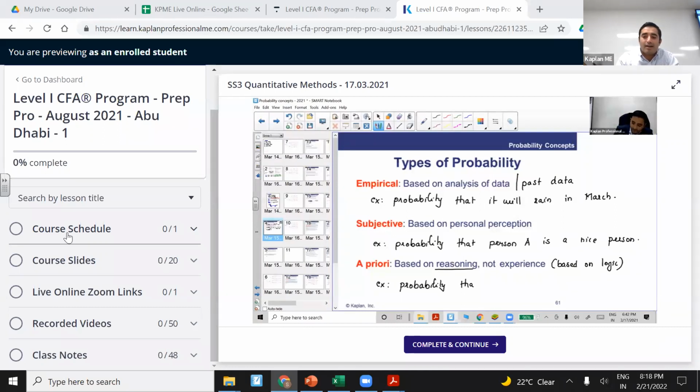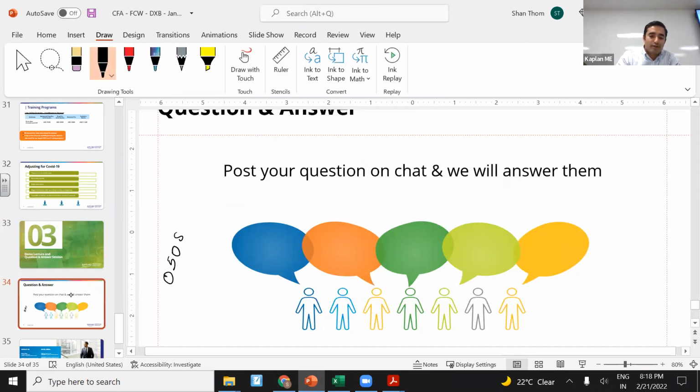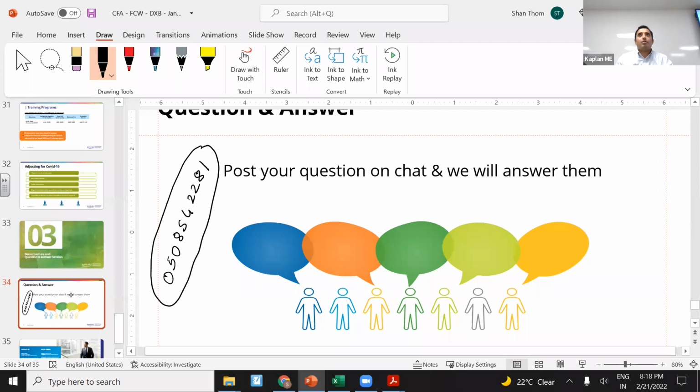And I'll just share my details also, just in case you all have any questions. So when is the last day for registration of the March registration? I think Dima would be able to help you with that last day. But I'll just give you my number just in case you all have any issues. It's 050-854-2281. So anything related to the content, the curriculum, you all can definitely reach out.